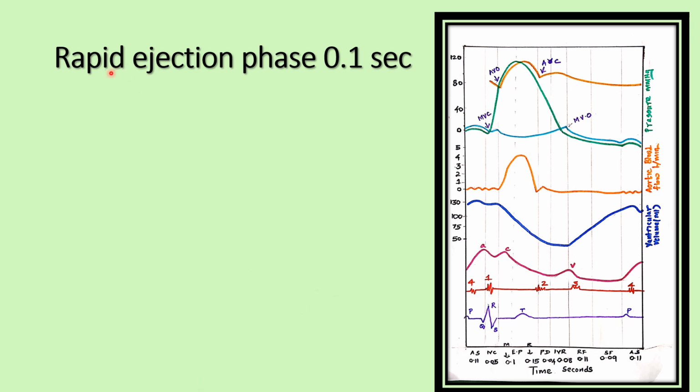The rapid ejection phase. The duration is 0.1 second. It is starting from this point to this point, to these dotted lines. So the ejection phase is divided into the rapid ejection phase and the slow ejection phase. The rapid ejection phase is 0.1 second.